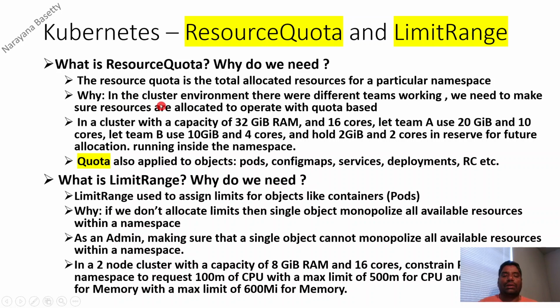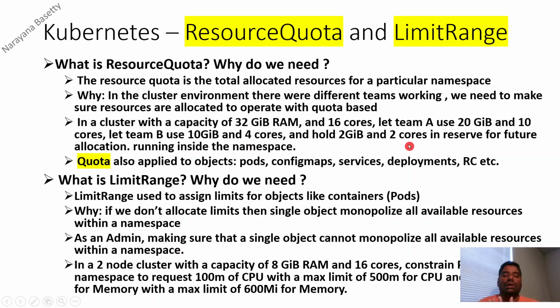Okay, so why do we need it? As I said, we don't want to give, say, 32 GB RAM and 16 cores to a specific team. So we can classify as per the demand from that application and then allocate. Let us consider a capacity of 32 GB RAM and 16 cores as one hardware. Let two teams share that hardware. Let team A use 20 GB RAM and 10 cores, and team B use 10 GB and 4 cores.